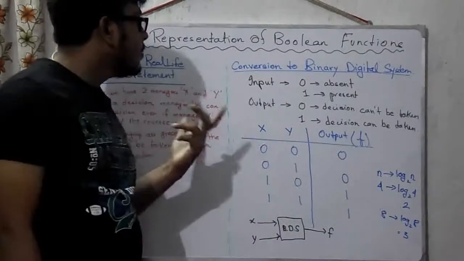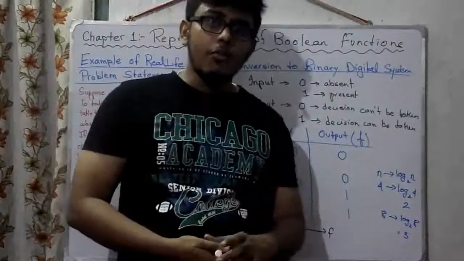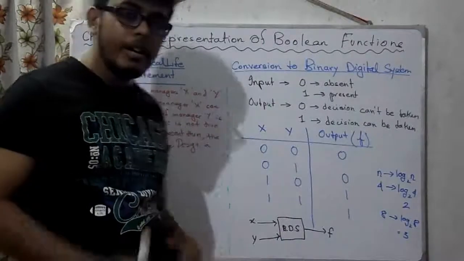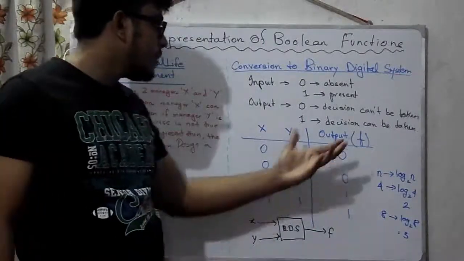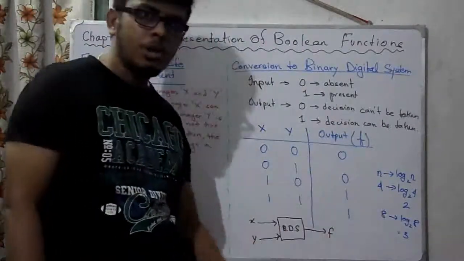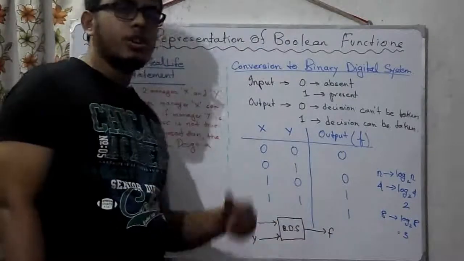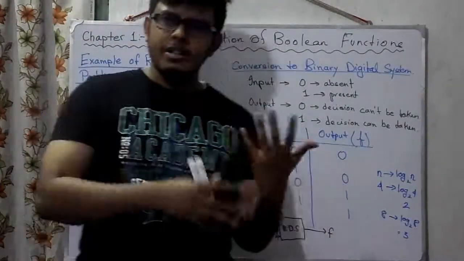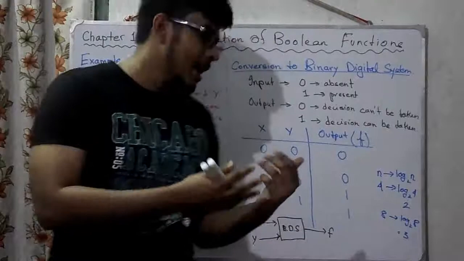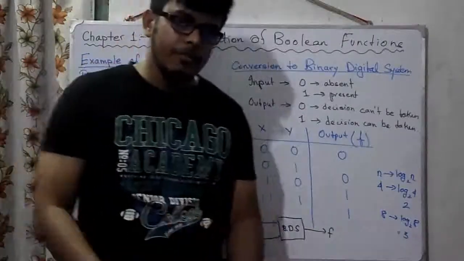So that's all from the binary digital system that we have. Now we will be learning how to represent this particular output column using the input columns. We have two approaches, the min terms approach and the max terms approach. We will be understanding them in the next video.